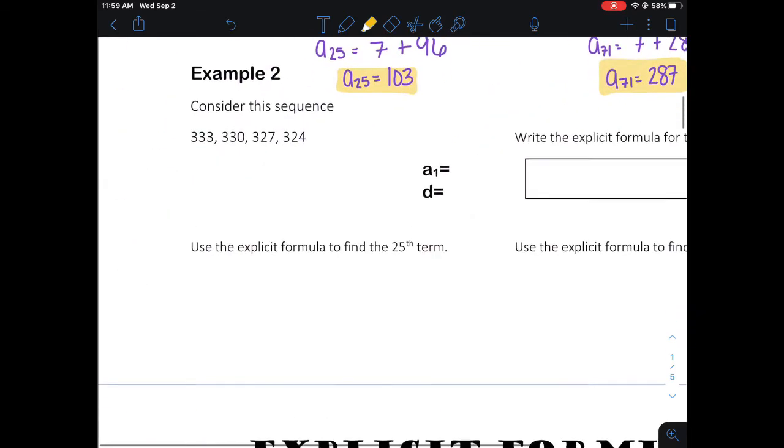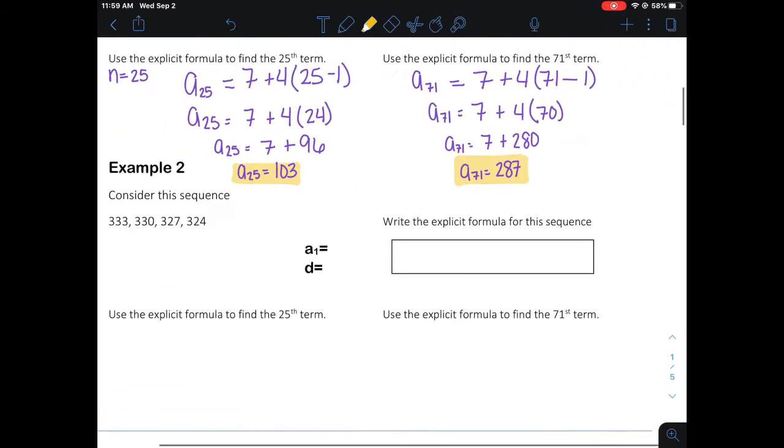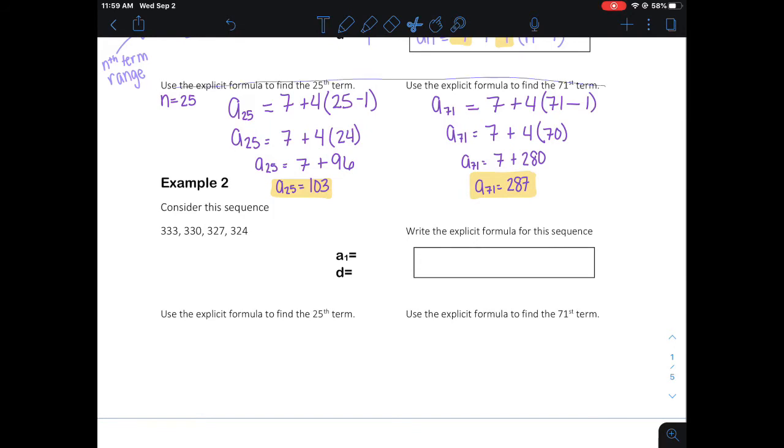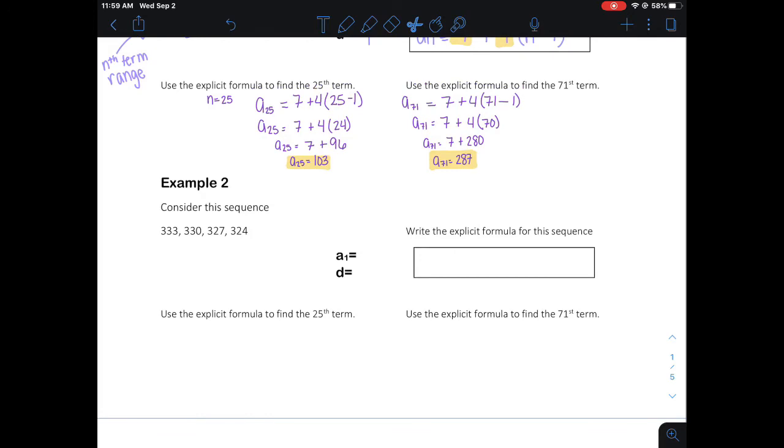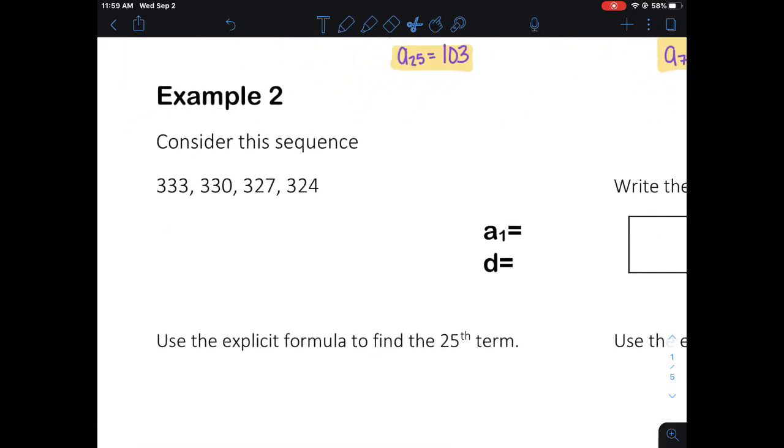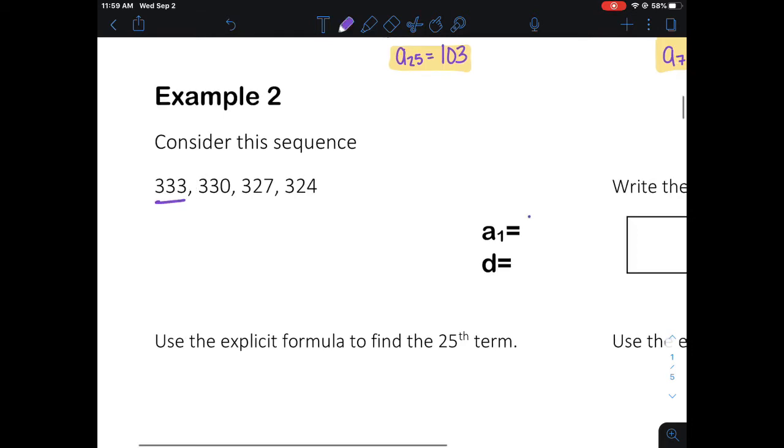All right, let's look at example number 2. I noticed that my work got a little large, so I'm just going to shrink that down real quick. Consider this sequence: 333, 330, 327, 324. What is our first term? The first term is the one we see, 333. What's my common difference? To get from one term to the next, we added a -3.